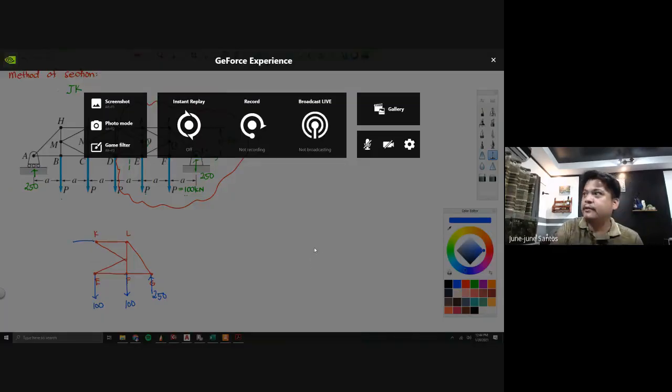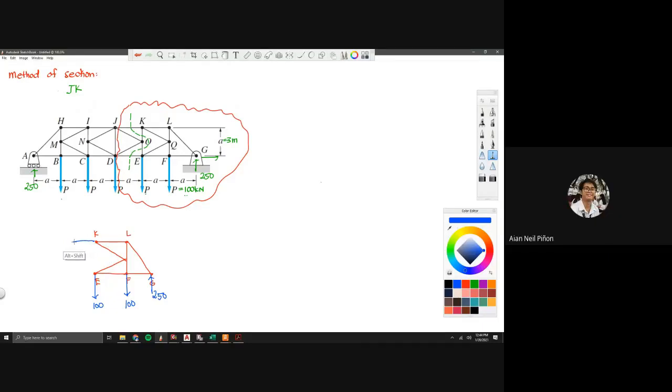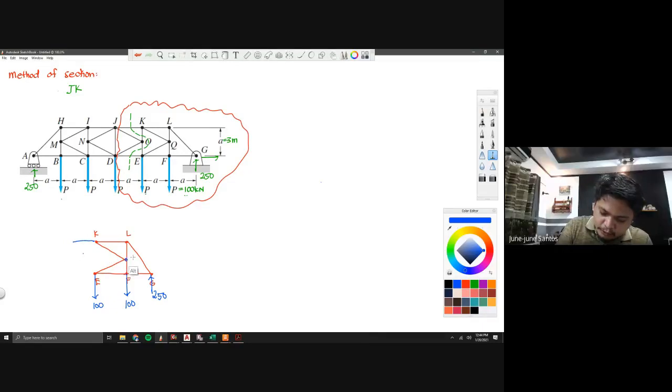Ano yan? Lahat ng nakaputol na section. Sir, yung Q po. Ito po, yung Q. Tama ba? Q. Okay. So lahat ng nakaputol na section, you have here the JK. Yun ang hinahanap natin. And then you have here the KO. You have here the EO. And then you have here the DE. Tama? Yan lang yung mga nakaputol na sections natin.